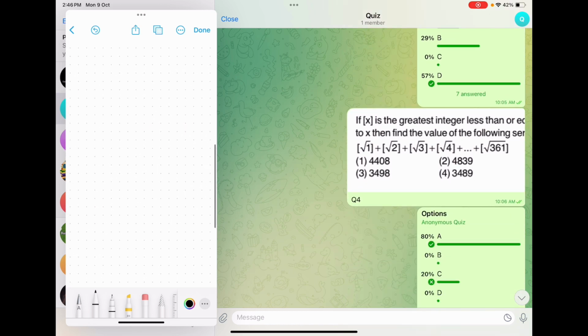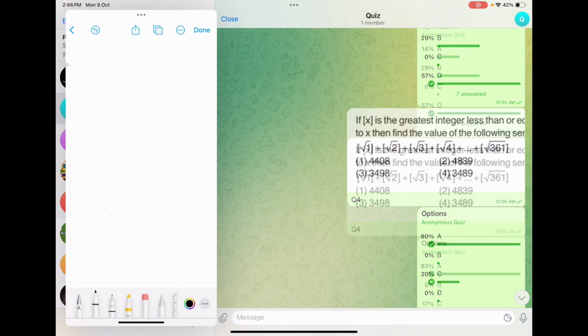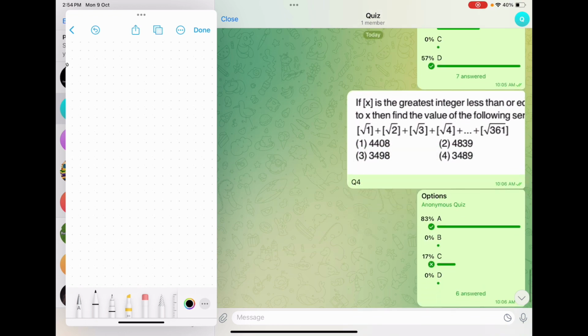Now let us come to this question. If this is the greatest integer less than or equal to x. These last two questions are very important.